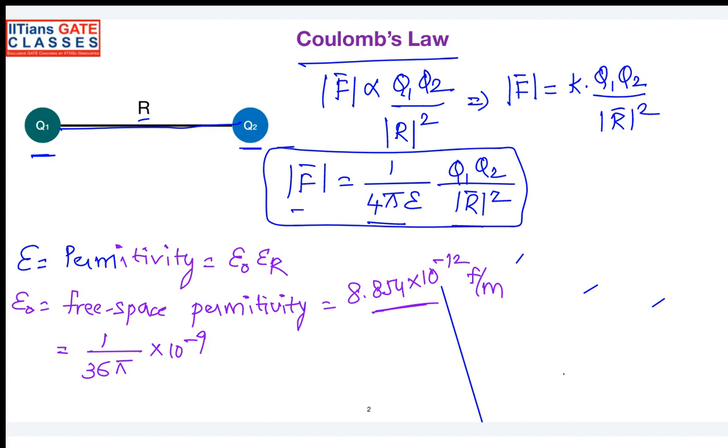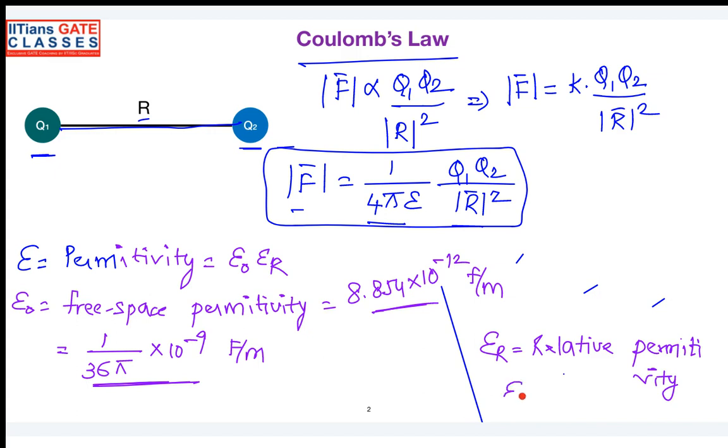And epsilon R is the relative permittivity. The relative permittivity varies from one medium to another. If it is free space, the relative permittivity will be 1. And if it is a dielectric, the relative permittivity will be higher or lesser than 1, so it will vary from medium to medium. First of all, try to understand the meaning of permittivity. I will give an example for this.